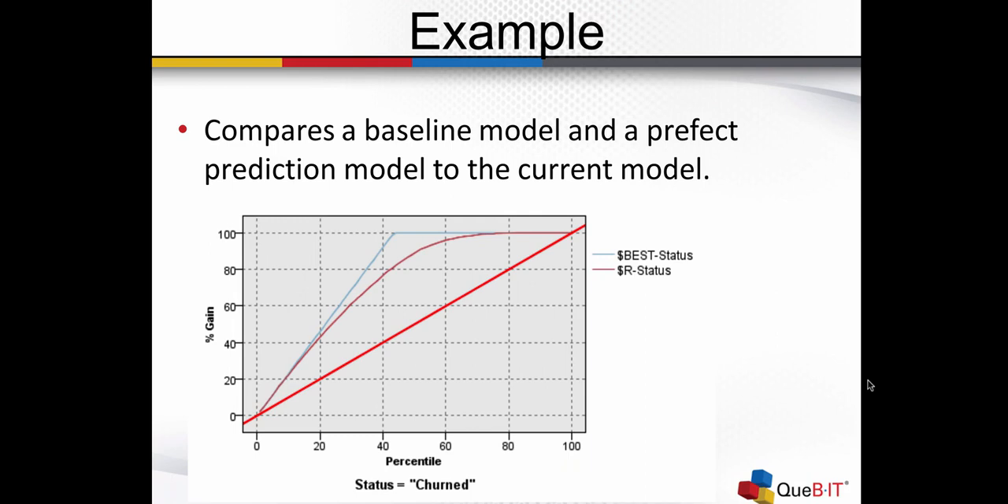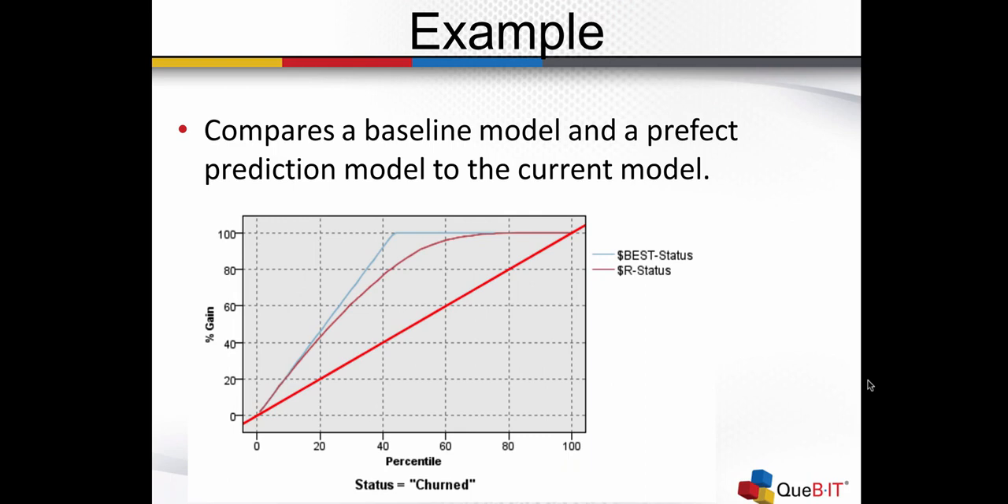Here we're looking at an example of a gains chart. Notice that we're also only looking at one of the categories of the target field. In this case, we're looking at churned. Now, when we're creating a gains chart, the evaluation node compares a baseline model and a perfect prediction model to the current model.